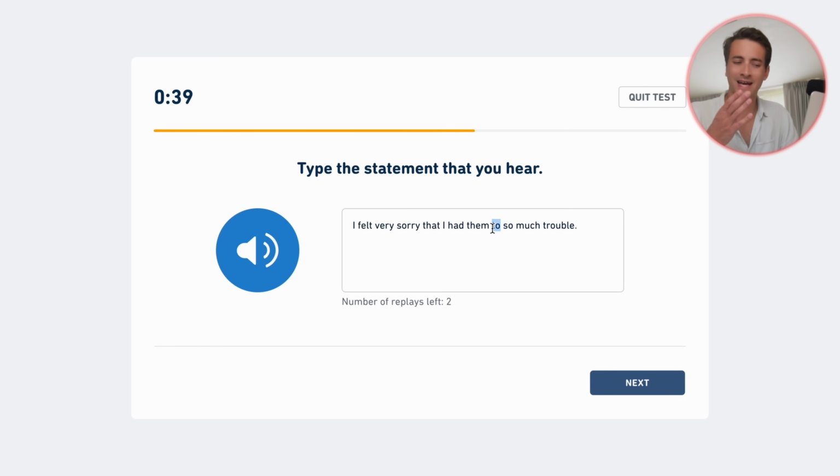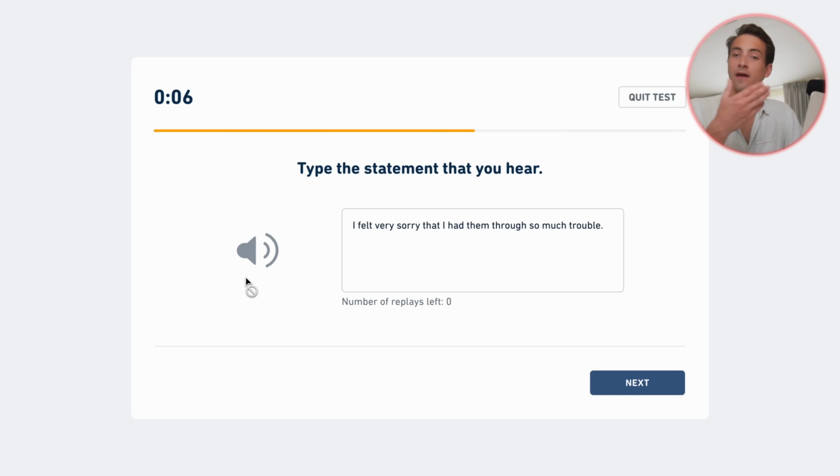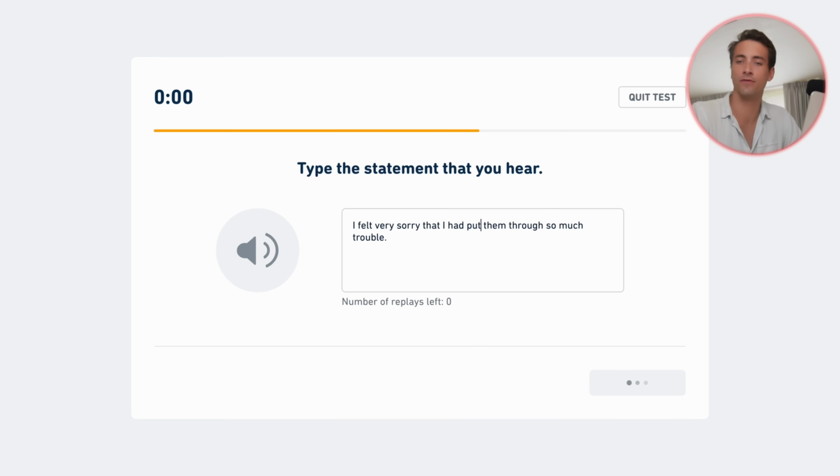The thing is, that is weird, right? Usually this word is "through". So I'm going to listen and see what he says here. I felt very sorry that I had put them to so much trouble. To be honest, I can't tell. It really sounds like "to". However, that is not a common phrase. I've never heard really anybody say that in English. So I'm going to say that he says "through", but he's pronouncing it in a weird way. I felt very sorry that I had put them to so much trouble. And now you may have noticed that I had a typo here, which I only spotted on the third listen.